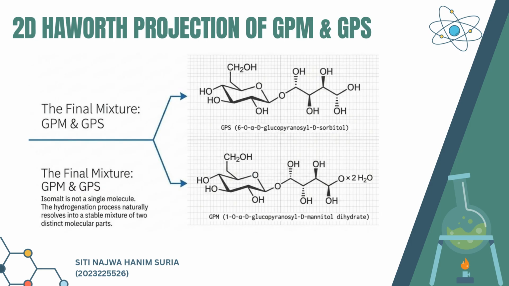In this slide, we will go through the 2D Haworth projection of GPM and GPS. A critical point to understand is that isomalt is not actually a single molecule. Instead, the hydrogenation process naturally resolves into a stable mixture of two distinct molecular parts. These are GPM, or 1,0-alpha-D glucopyranosyl D-mannitol dihydrate, and GPS, known as 6,0-alpha-D glucopyranosyl D-sorbitol. This slide illustrates their 2D Haworth projections, highlighting the specific structural arrangements that give isomalt its unique functional characteristics.